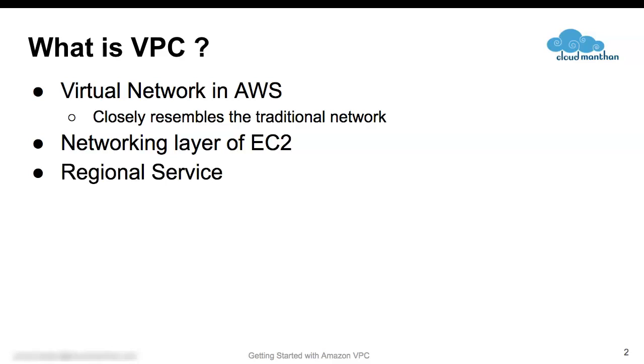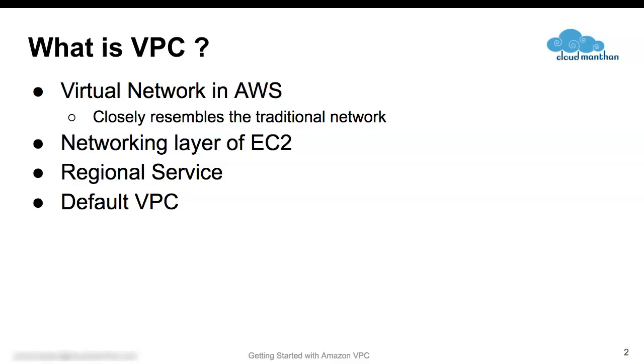VPC is a regional service. So if you are creating a VPC, let's say in Asia Pacific Mumbai region, then that VPC is going to reside in the Asia Pacific region. Similarly, you can create VPC in North Virginia, which is US East 1 region. Now these are two separate VPCs.